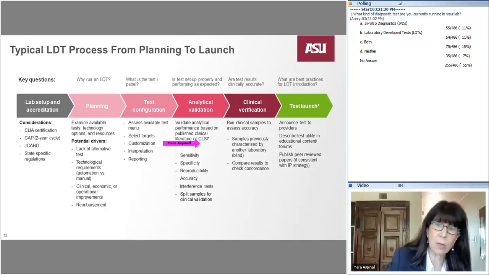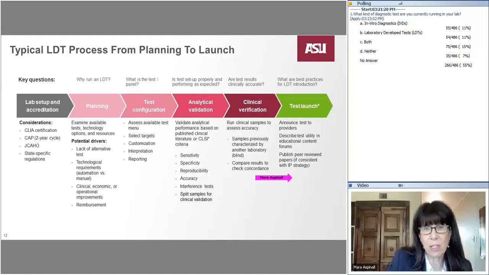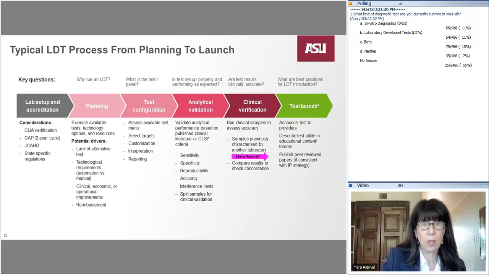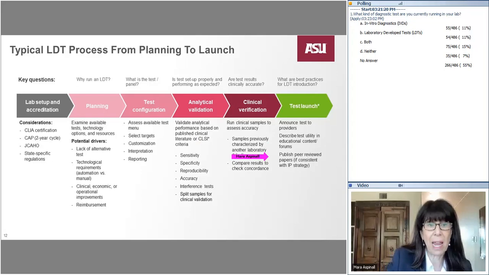And lastly, go to green. It's all about test launch. And while there's lots of things about test launch that you need to be thinking about, what is your distribution strategy? I'm going to highlight 3. One is getting your tests to providers so that they understand how to use it. Number 2, understanding and describing the test utility. And number 3, if your IP strategy allows, publish, publish, publish. That is the best way, even in a pandemic, and maybe more so in a pandemic, to get the information out about your test.